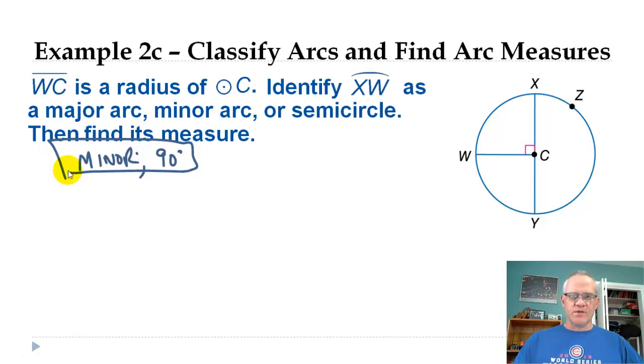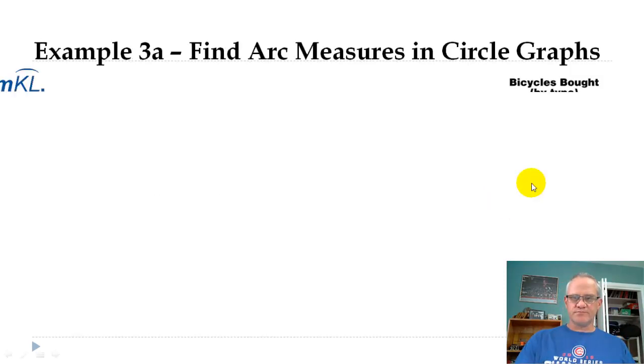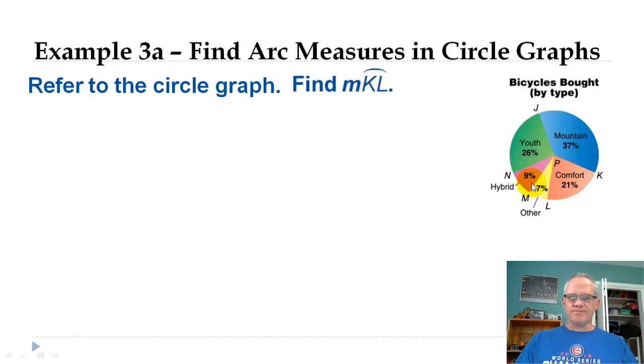Okay. All right, congruent arcs. In the same circle or in congruent circles, two minor arcs are congruent if their central angles are congruent. So remember before we said the central angle is the same as the degree for the arc. So if you have two central angles that are the same amount of degrees, then their arcs are also going to be congruent as well. All right. Let's find arc measures in circle graphs.